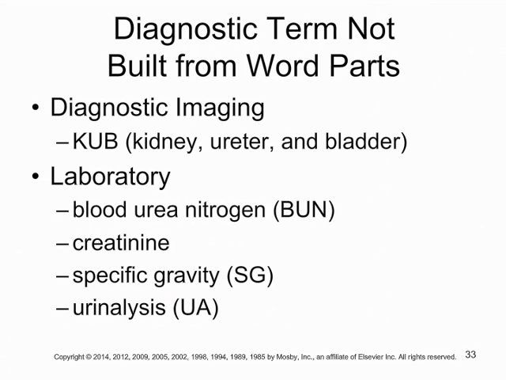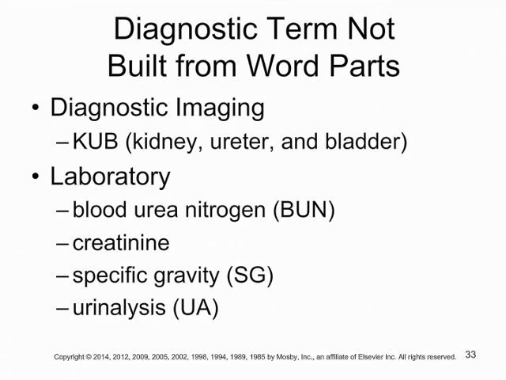Here are the terms not built from word parts. The first one is called a KUB, standing for kidney, ureter, and bladder. And this is a radiographic image done in the abdomen. This large radiographic image allows you to view the kidneys and the ureters and the bladder all together. You look at size, shape, location. It could also give you info about kidney stones. But it's a good first picture of what's going on in that general area.